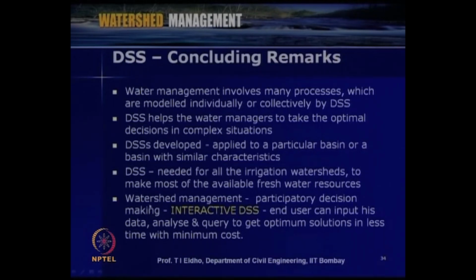And as far as watershed management is concerned, since the people have to interact and participate in decision making, an interactive decision support system is always very effective, always the need of the hour. With this interactive DSS, the advantage is that the end user can input his data, analyze and query to get the output solution in less time with minimum cost. So, various scenarios can be generated easily. These are some of the advantages of such decision support systems.